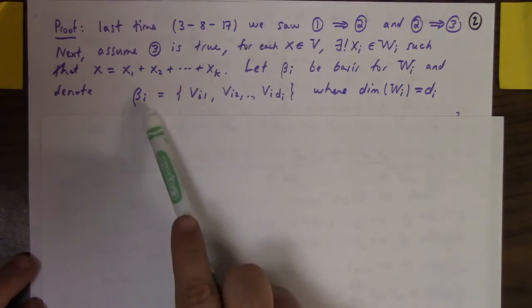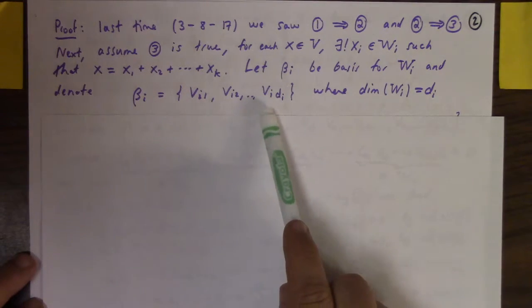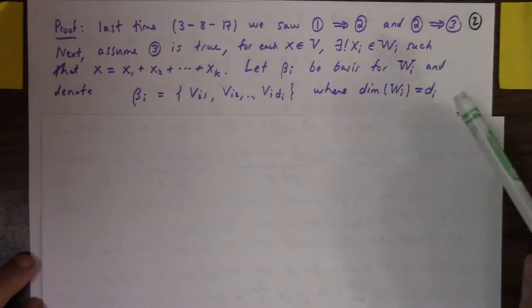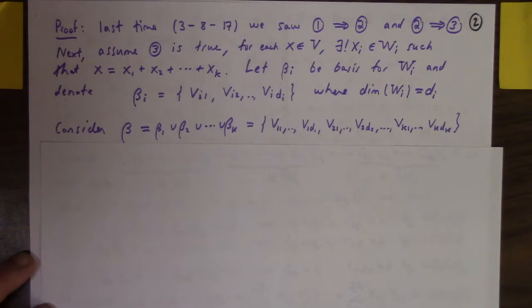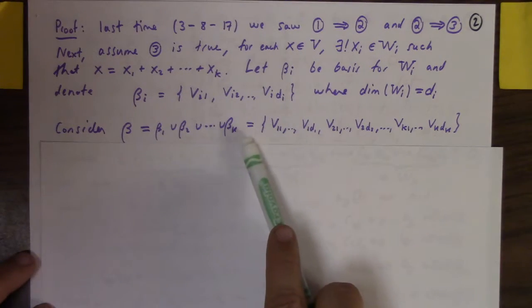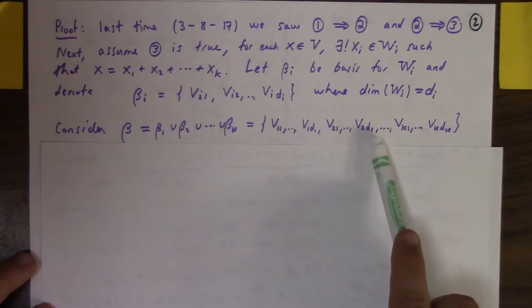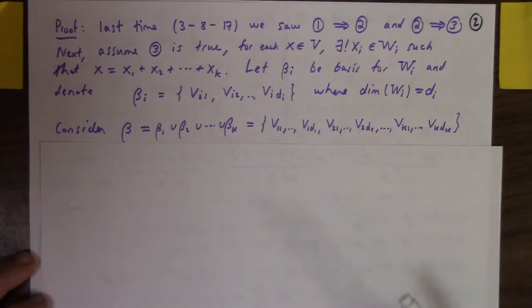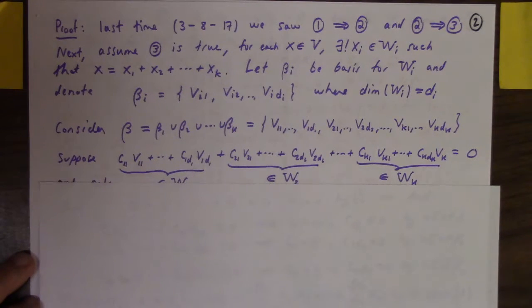So if we let beta I be this basis, I'm inventing some notation for each of the bases, so vi1, vi2, through vi di, where the dimension of Wi is di, alright? Then I can consider the union of all these, which is just stringing them together. That would be the concatenation of the bases beta 1 through beta k. And then my goal is to show that that's a linearly independent spanning set for the whole space, right?